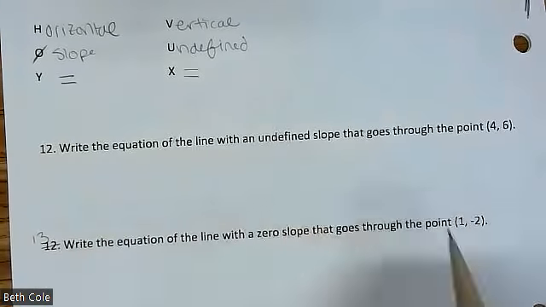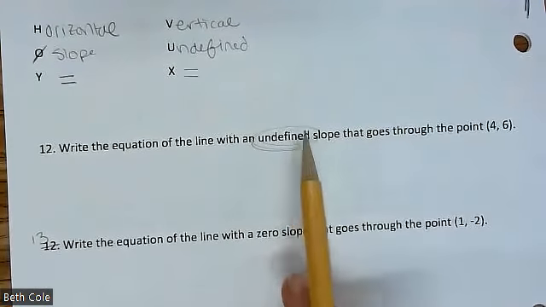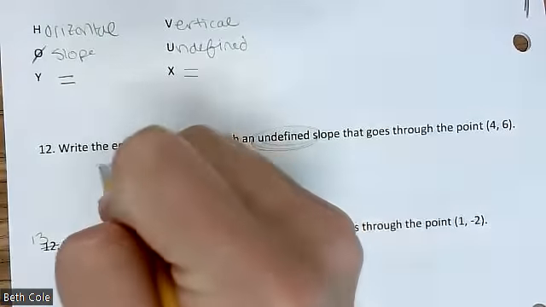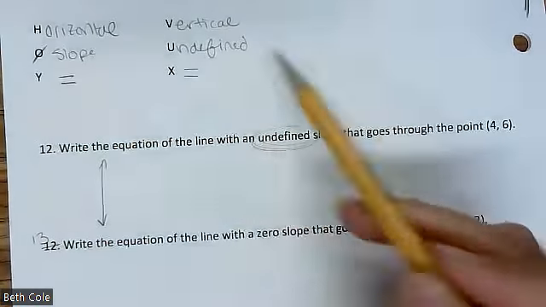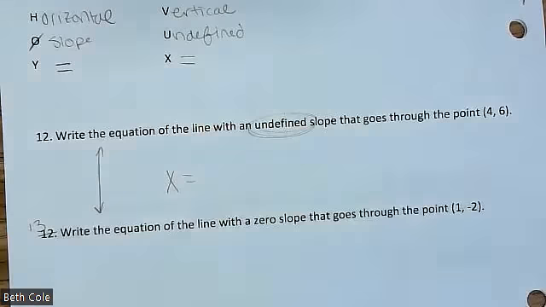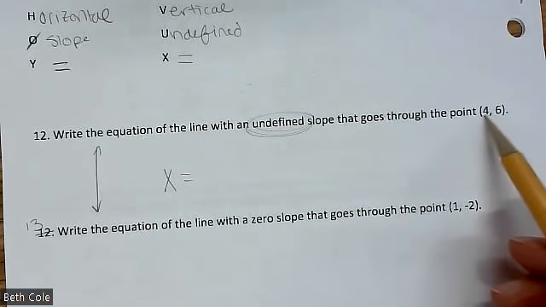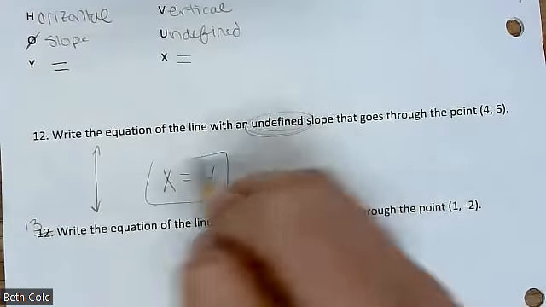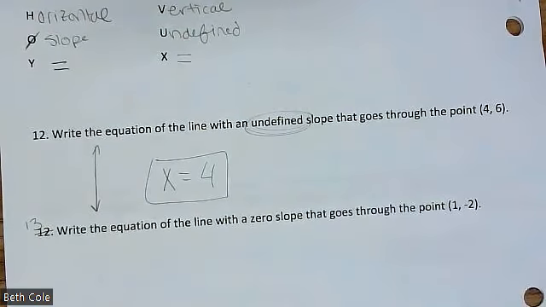So write the equation with an undefined slope. Is that horizontal or vertical? Vertical. Vertical, it's going to be this way. And so its equation should be x equals a number. That's it. The whole y equals mx plus b thing goes out the window. It's just going to be x equals a number. Look at your point. Which one of these is x? 4. X equals 4 is literally the answer. That's all. There's no work. But you do have to make sure you don't get it backwards. That's the hard part.